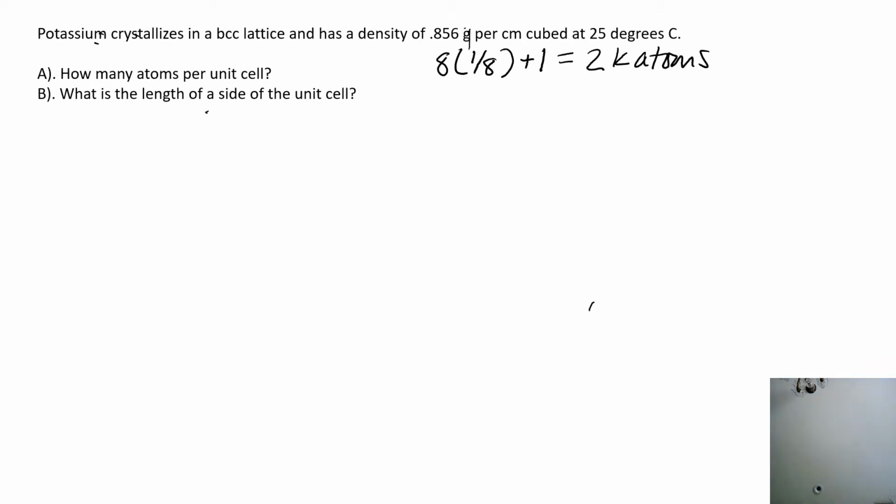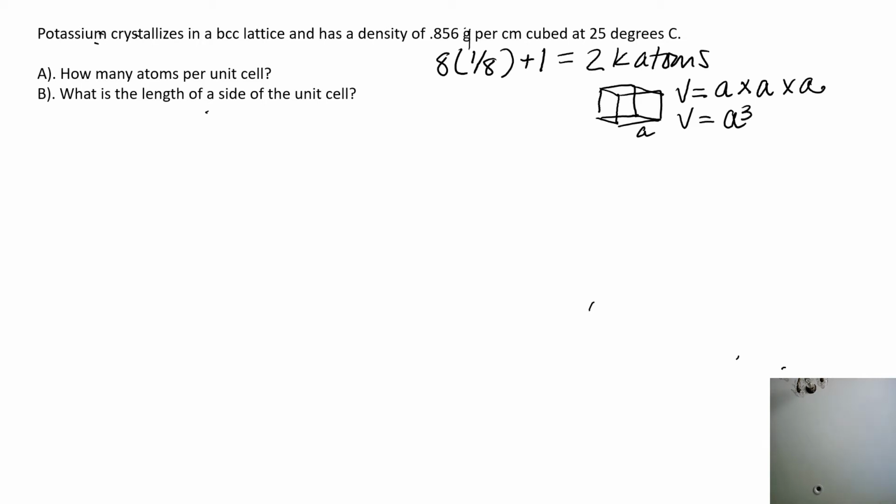The second question asks, what is the length of a side of a unit cell? Remember, these are cubic unit cells, and the edge lengths are A. So we can calculate the volume of this cube by multiplying the edge lengths. So volume equals A cubed.